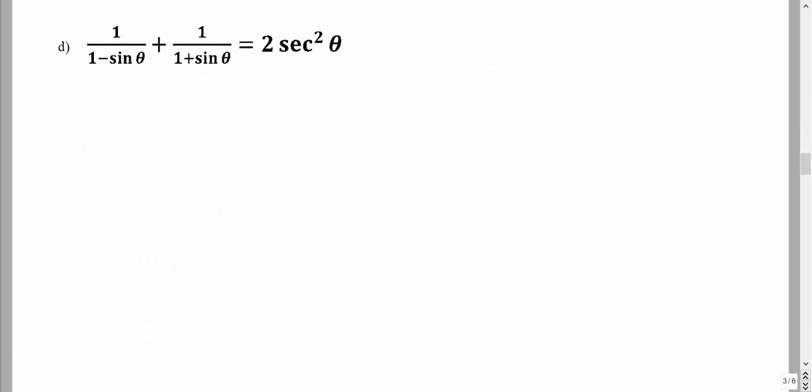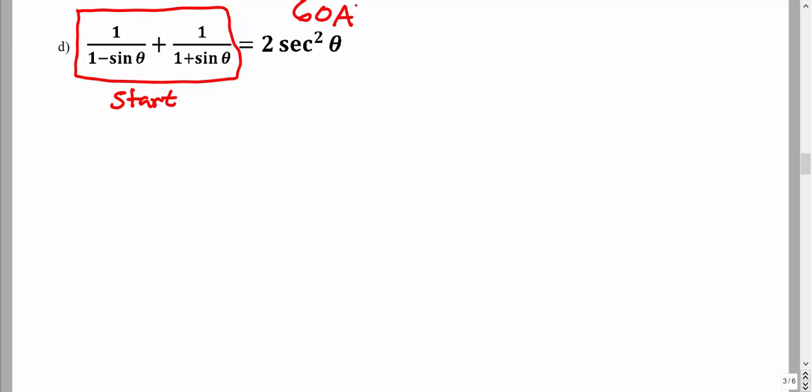So we want to verify this identity. We have 1 divided by 1 minus sine theta plus another fraction, 1 over 1 plus sine theta. We want to show that the left-hand side is equivalent to the right-hand side, 2 secant squared theta. We can choose a side to start with. It doesn't matter which side, but I would suggest that we start with the side that looks more complicated. So we're going to start with the left-hand side, and we're going to show that we can achieve the right-hand side.